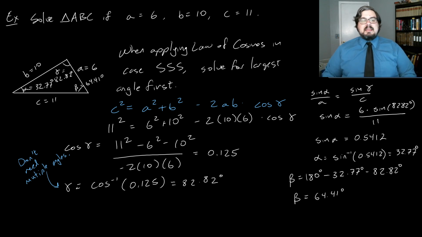Now, in the case that the data that you're given is of the pattern side, side, side, that is, you're given the 3 side lengths of a triangle, it can be the case that you have a set of data that doesn't correspond to a triangle. That is, it is possible to have no solution to a situation like that. Let's see an example and see how we would recognize that.